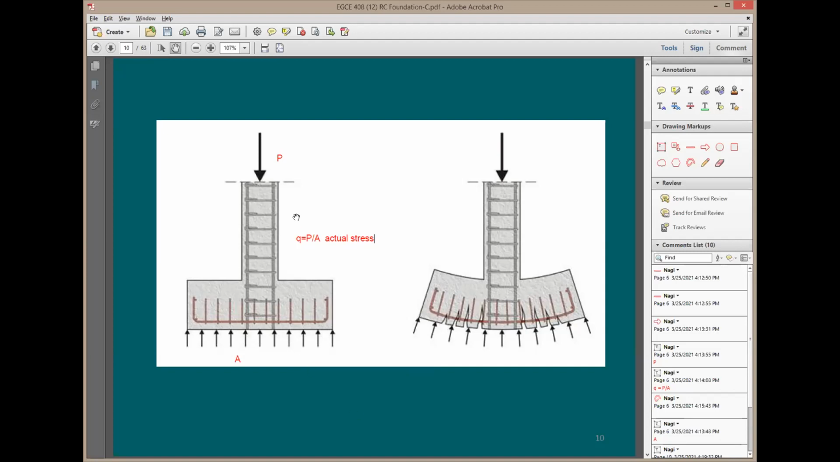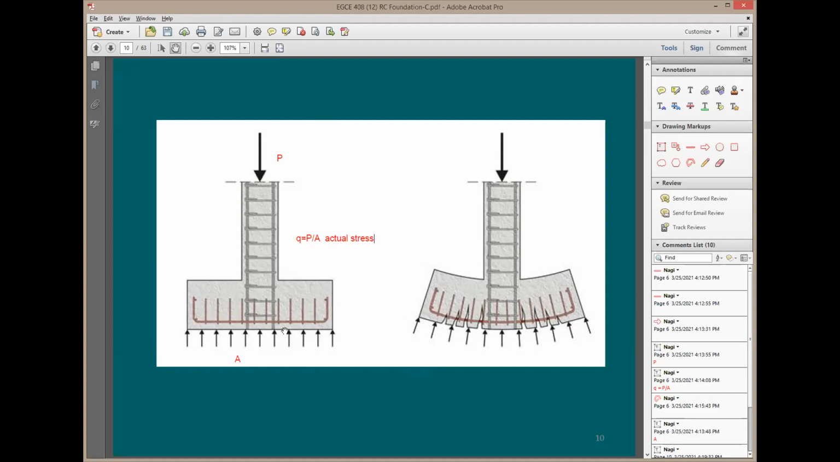Now, which one starts first? Someone's going to ask, do I have this stress that starts first, and this is going to be the reaction. So which one is the action, and which one is the reaction? I'm going to say the action is the load coming from above. The reaction is the load coming from below.